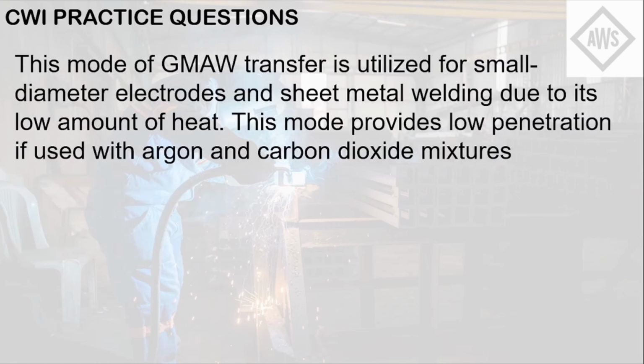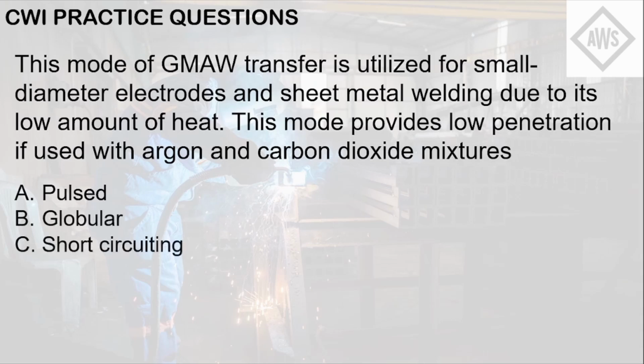Next question. This mode of GMAW transfer is utilized for small diameter electrodes and sheet metal welding due to its low amount of heat. This mode provides low penetration if used with argon and carbon dioxide mixtures. Letter A, pulse. Letter B, globular. Letter C, short circuiting. Letter D, none of the above.